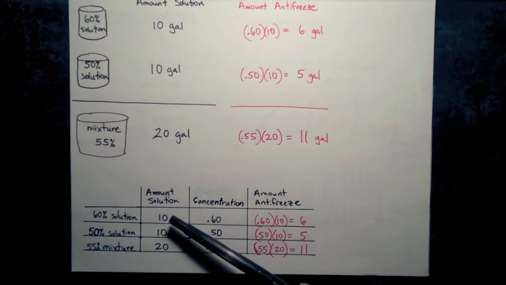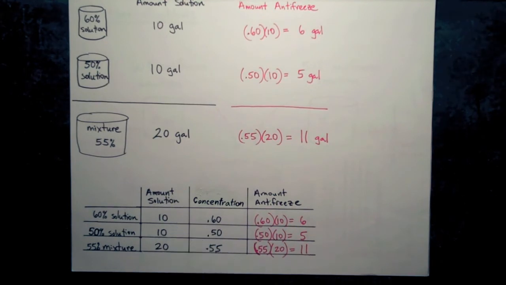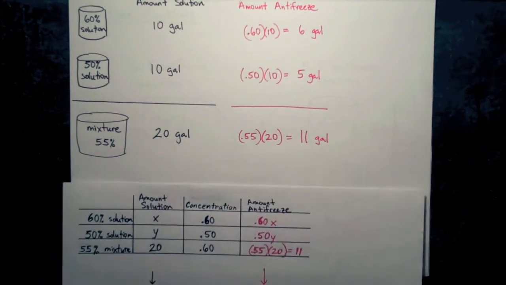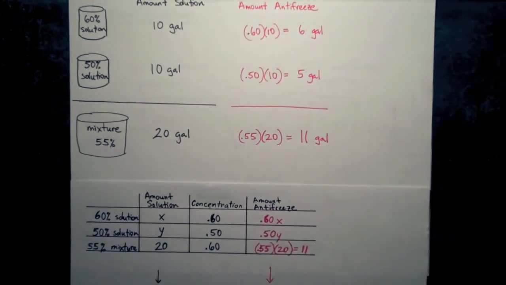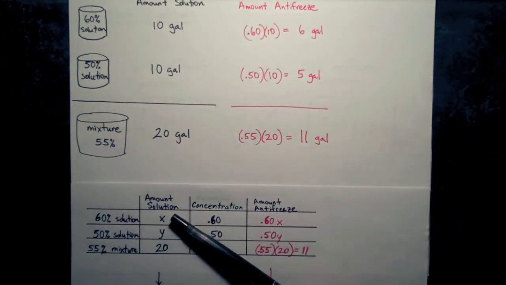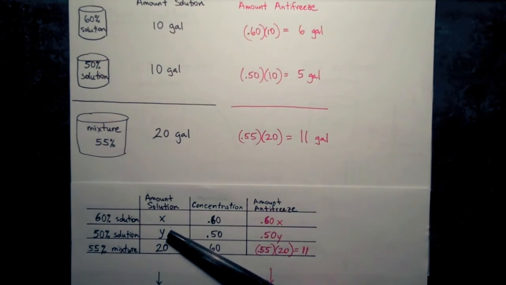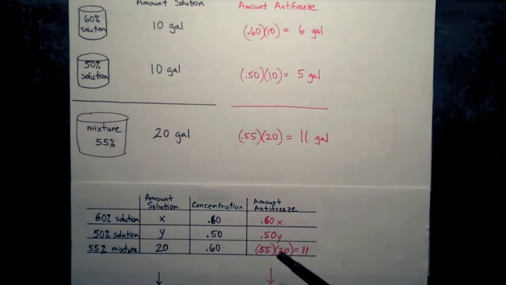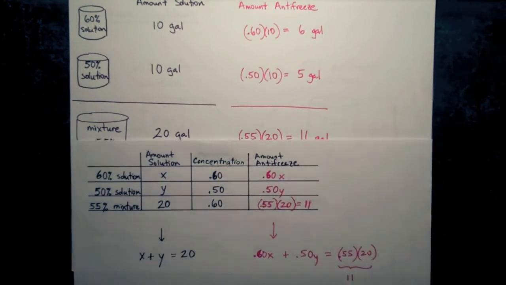Suppose that we don't know how much of each we need to add together. Those would be the unknown quantities. So we would use a variable for each of the unknowns, x and y. And we'll have variables in the third column as well when we multiply the percent times the amount. Let's look at the two equations we get from this.